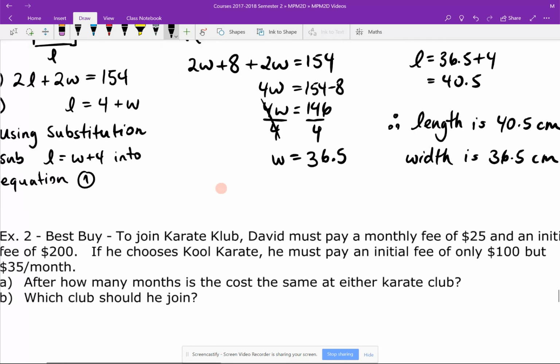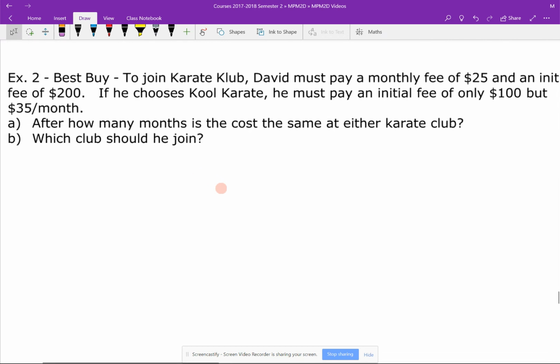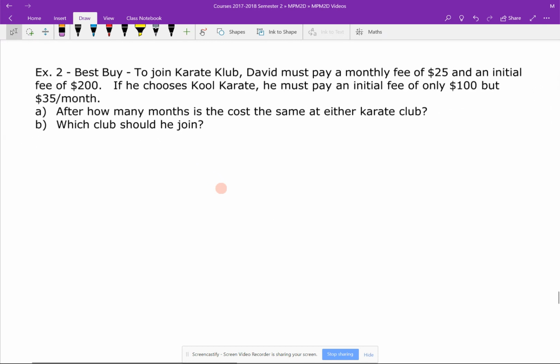Okay, let's look at another example. Let's look at prices now and buying stuff. To join the karate club, David must pay a monthly fee of $25 and an initial fee of $200. If he chooses Cool Karate, a club name, he must pay an initial fee of $100, but $35 per month. So you have an initial fee and a monthly fee, or a rate. Those two numbers are going to help us define our equations. Part A, after how many months is the cost the same at either karate club? And part B, which club should he join?